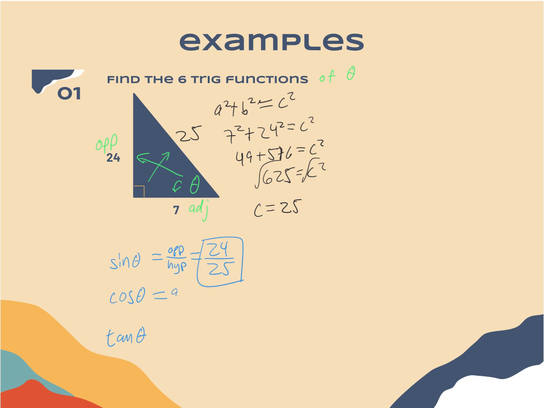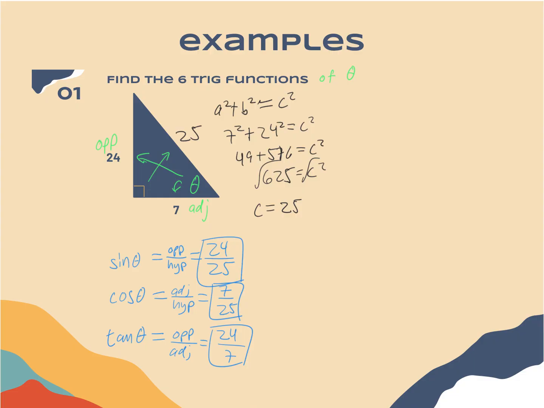Now cosine, I know that that's my adjacent over my hypotenuse. And then my adjacent is 7. My hypotenuse is 25. So this is our value for cosine. And then for tangent, right, similar story, I have an opposite over adjacent. And my opposite, I know that that's 24. My adjacent, I know that that's 7.